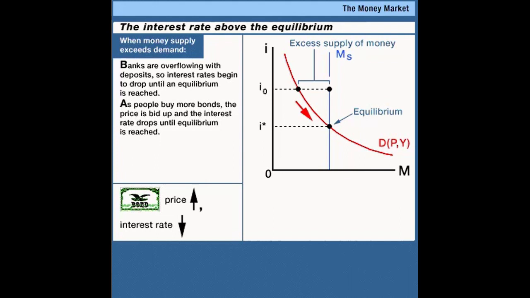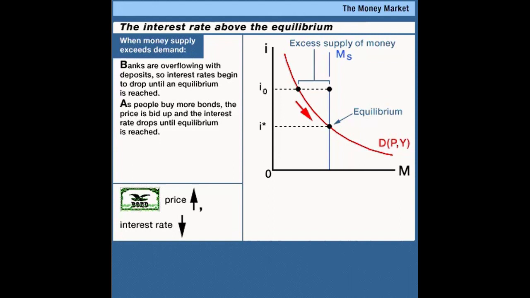Consider the other possibility, that the interest rate is below equilibrium. If the interest rate is below equilibrium, say at some level like I1, then the quantity of money demanded on the demand curve is greater than the quantity supplied. That is, we have an excess demand for money.